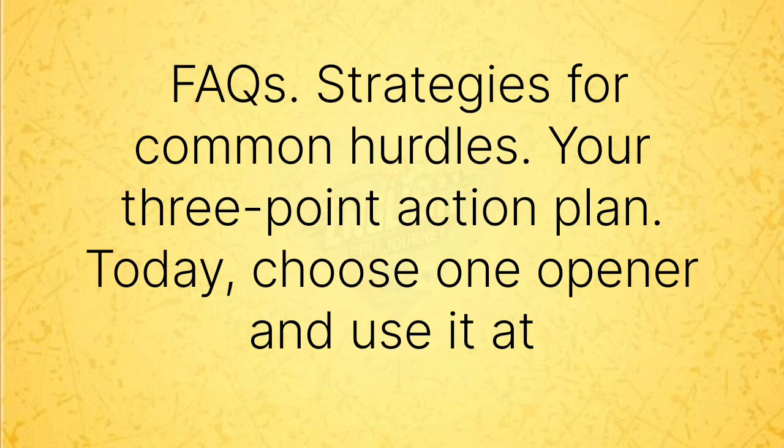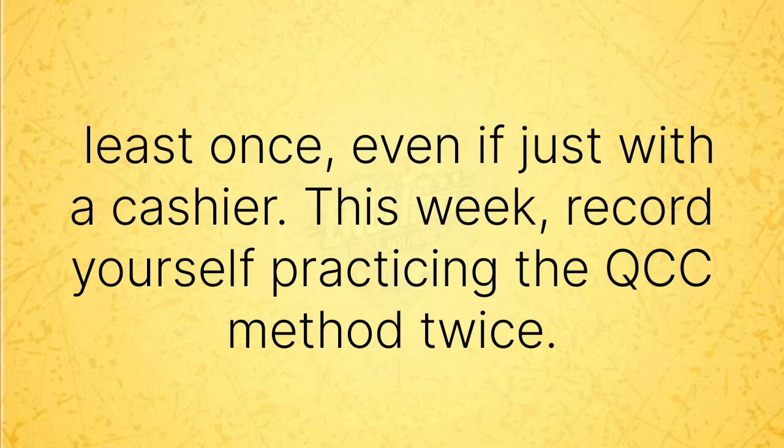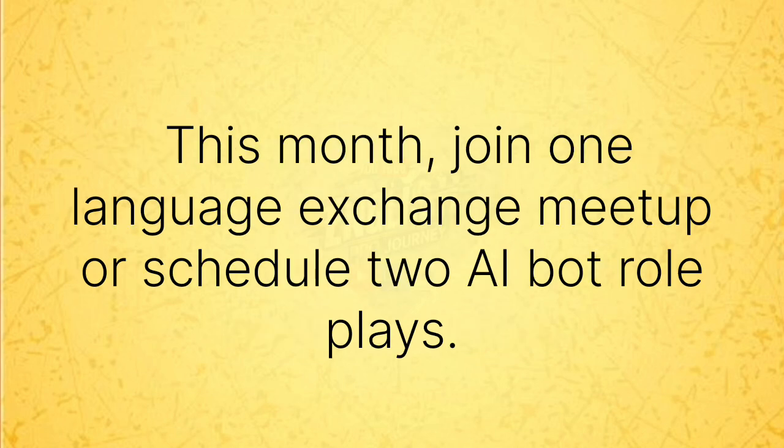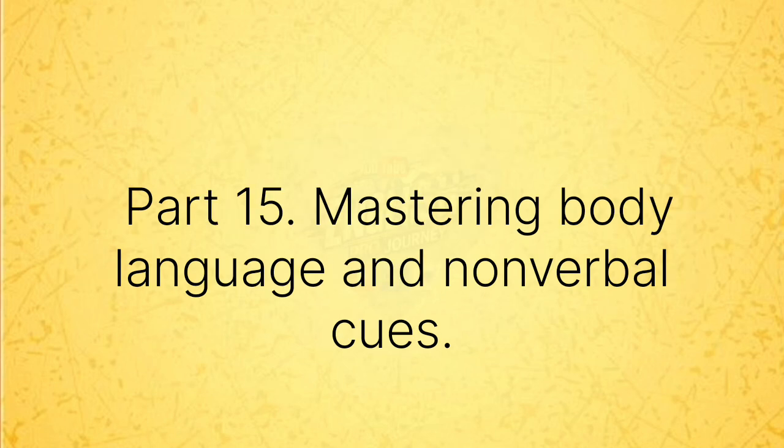Your 3-point action plan. Today, choose one opener and use it at least once, even if just with a cashier. This week, record yourself practicing the QCC method twice. This month, join one language exchange meetup or schedule 2 AI bot role plays.